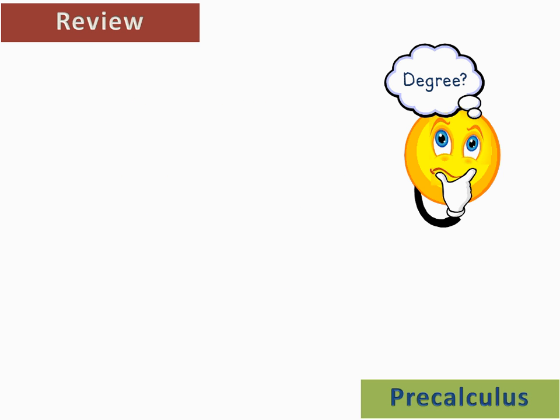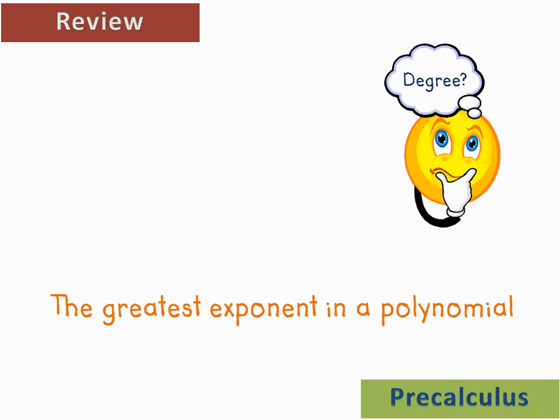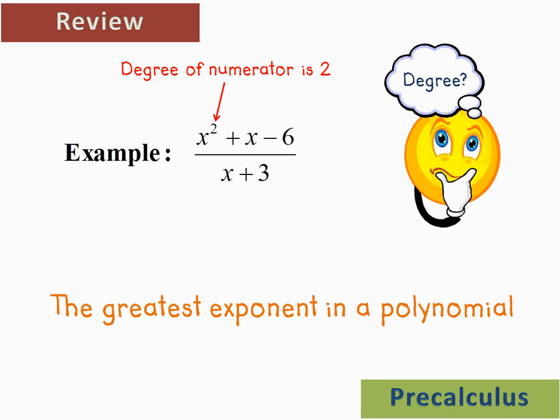Some of you might not remember, and that's fine. I'm going to go over it really quickly. The degree of a polynomial is actually just the greatest exponent. So in this rational function, if I tell you to find the degree of the numerator, it would be 2. And the degree of the denominator would be 1.